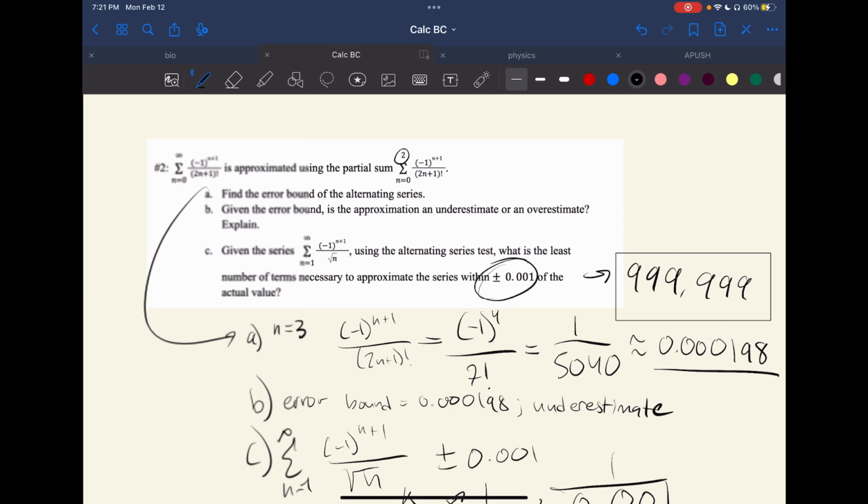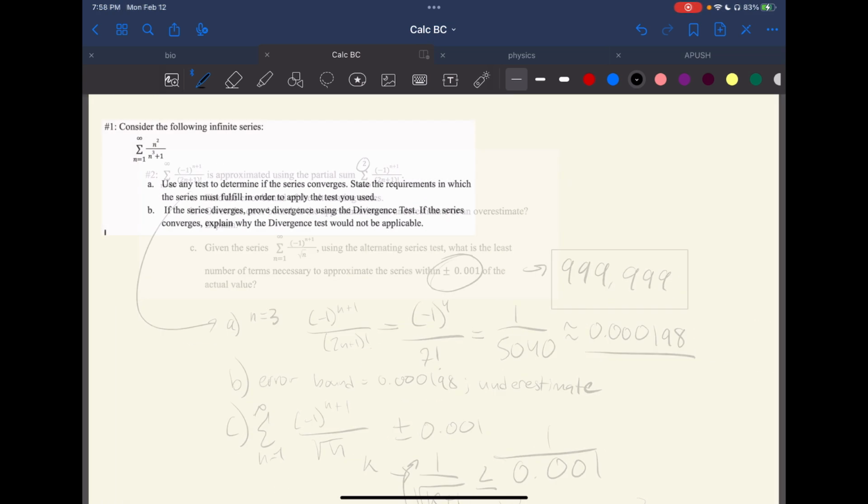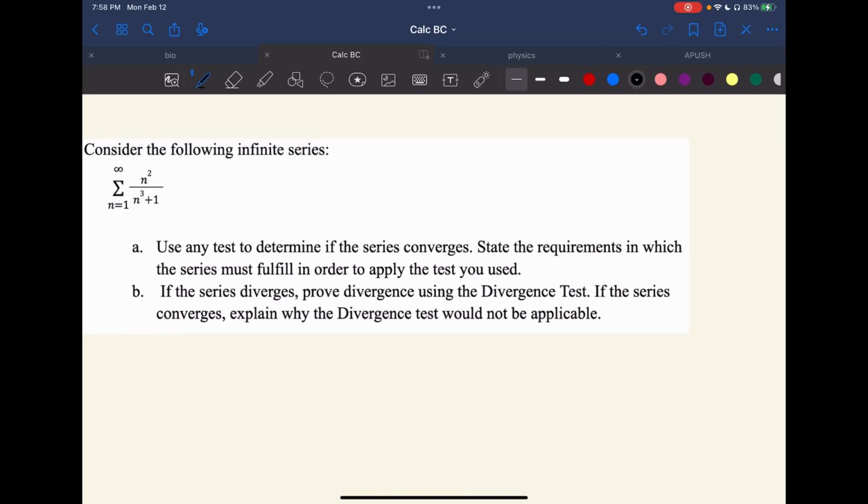So yeah, that's all with the partial sums in that part. Okay, so this question gave us the following series. It's n squared all over n cubed plus 1, from n equals 1 to infinity. And it's asking, use any test to determine if the series converges. State the requirements which the series must fulfill in order to apply the test you used.